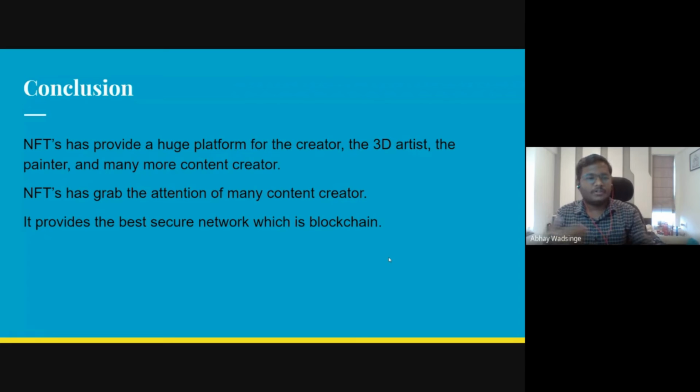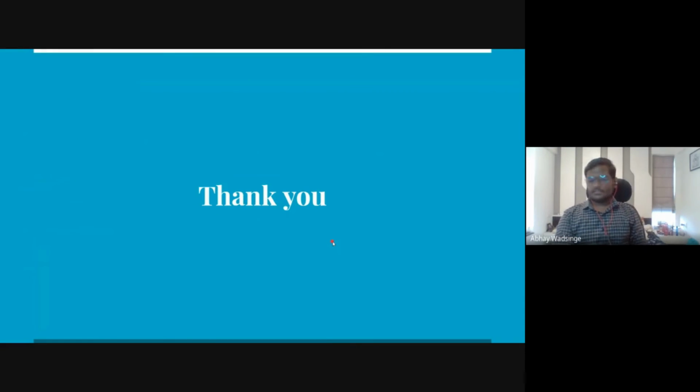If you track the record of the past 6 months, it's a great platform for creators now, and NFTs have grabbed the attention of many more content creators. As is obvious, it provides the best secure network. As it's the best secure network in the world, which is blockchain, who would not go and click on it? That's it for the session, guys.